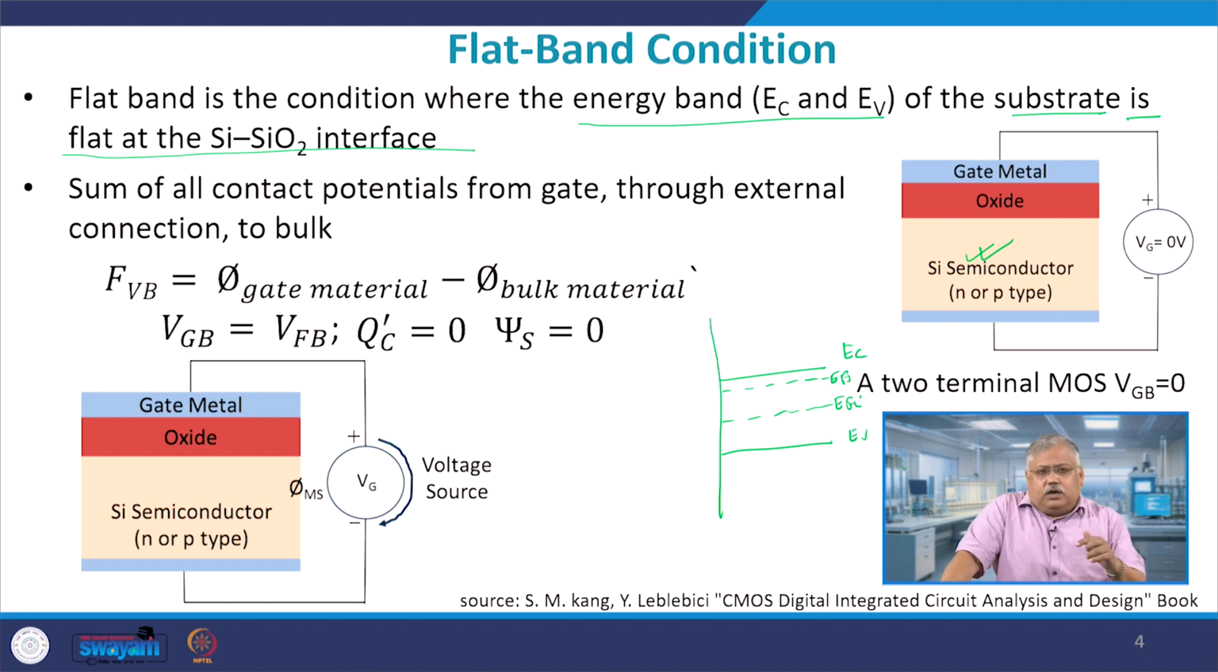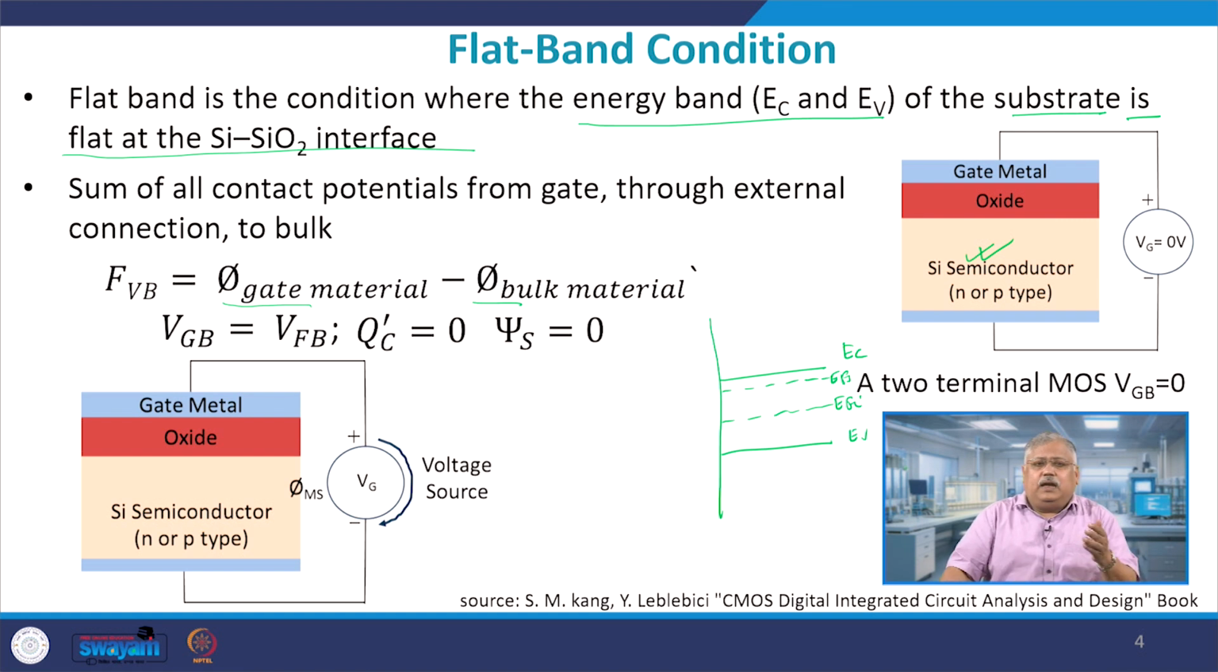If you sum all the contact potentials from the gate through the external connection into the bulk, I will get phi of VB, which can be written as phi of gate minus phi of bulk. We have already done this in our previous lectures, and therefore I will not stick to this too much. What does it tell me? It tells me that because of the difference of contact potential between the gate, which is a metal, and the bulk, which is a semiconductor, you require an extra push for the electron to move from the gate material to the bulk material, or vice versa, and that is given by phi of VB in this case.